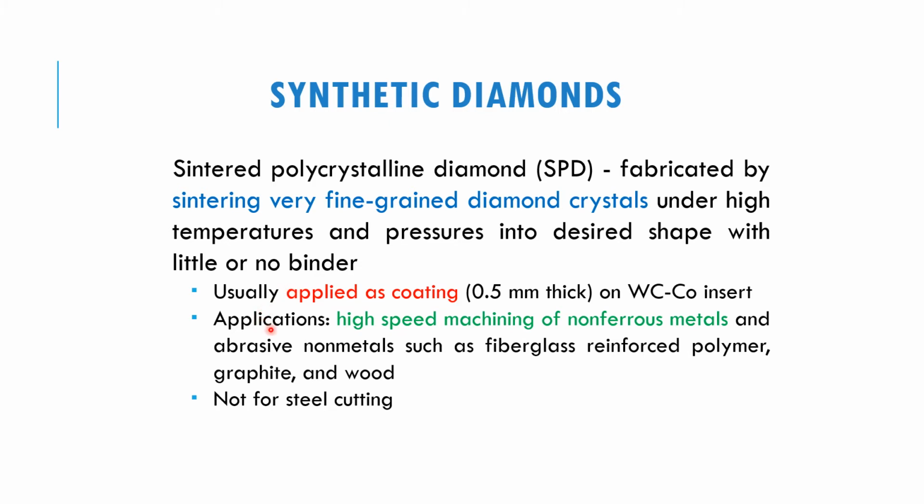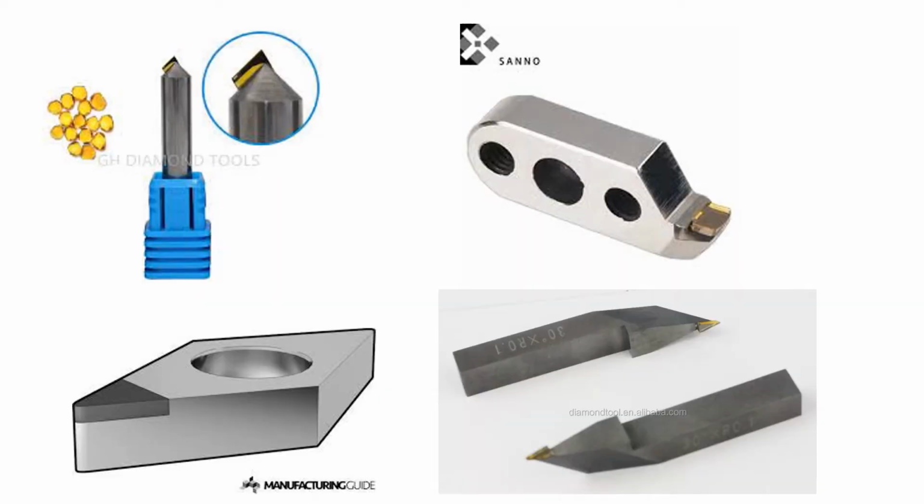The application is for high speed machining of non-ferrous metal and abrasive non-metal such as fiberglass, reinforced polymer, graphite and wood. This one is not used for steel cutting. So here are the examples of the synthetic diamond tool. If you look into this one, only the tips of the tool are used with the diamond. So it becomes an insert on this area only for the cutting process because of the high price. So it is made into something small, but it still can perform the machining process.